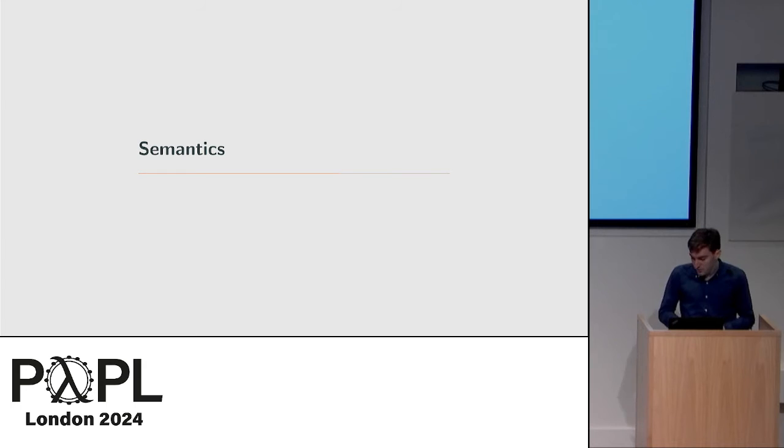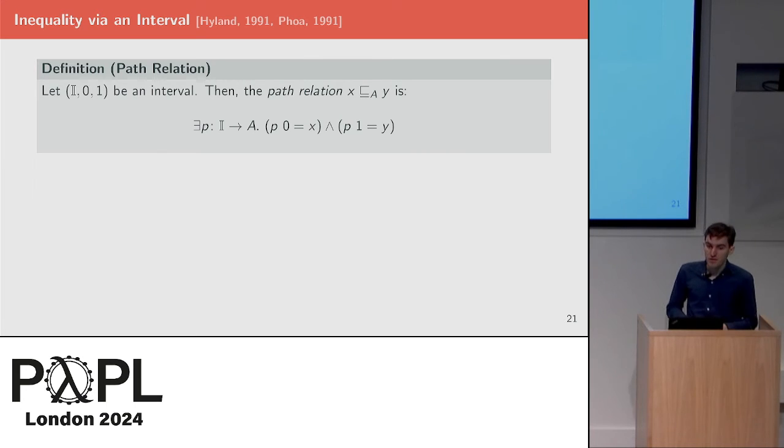All right, so let me briefly talk about the semantics in my last couple minutes. We give a topos theoretic semantics that's based on directed type theory a little bit. It's also based on synthetic domain theory. So we're defining a path relation in the semantics, assuming that we have some interval object. And this is just saying that you have a map out of the interval such that the left endpoint is x and the right endpoint is y when you expect x to be less than or equal to y.